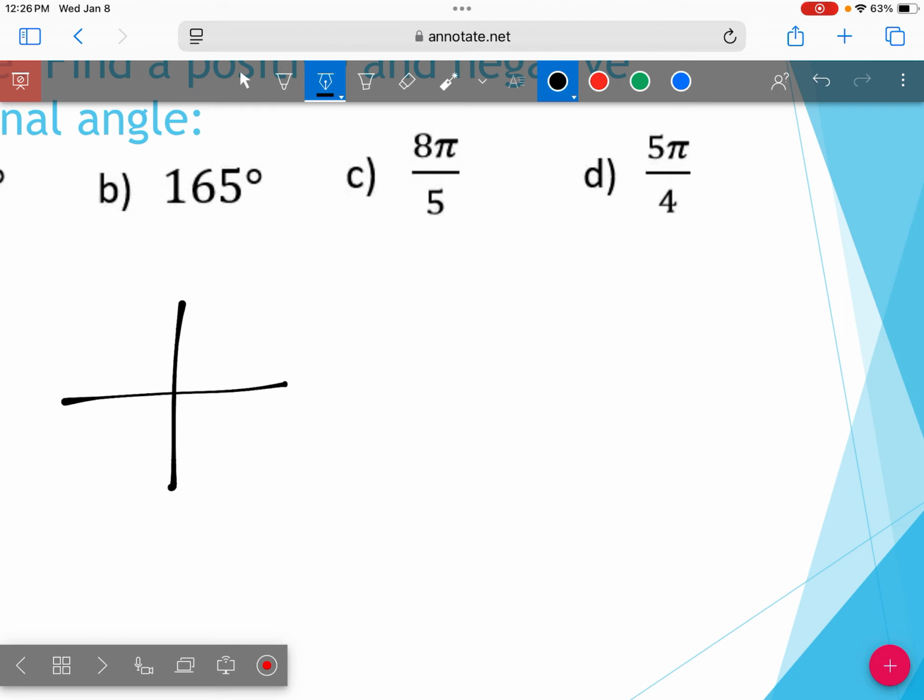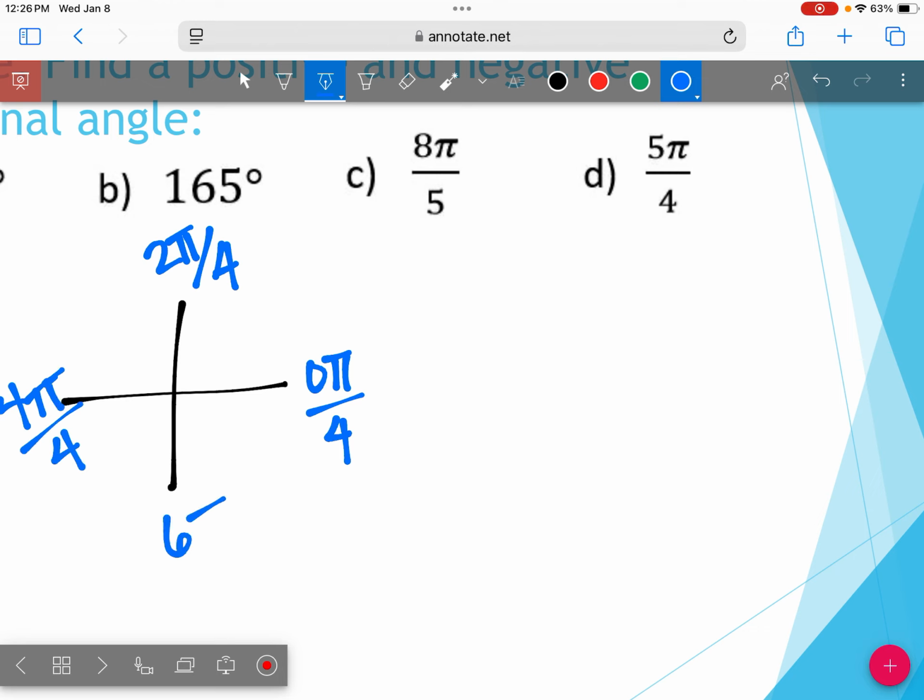Okay, so 5 pi over 4. Okay, I forgot it. Wait, okay, I got it. What quadrant? 3. Yep, it's in 3. So again, if you're counting by 4, this would be 0 over 4. What's half of 4? 2 over 4. So we're counting by 2s. This would be 4 over 4. This would be 6 over 4. This would be 8 over 4.